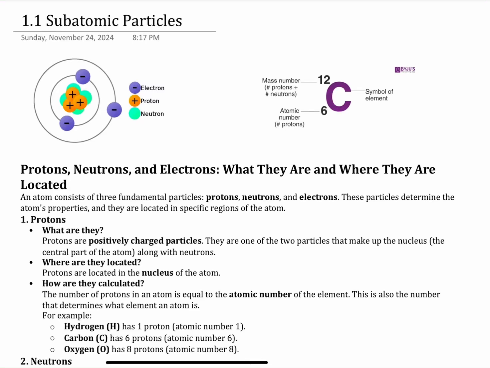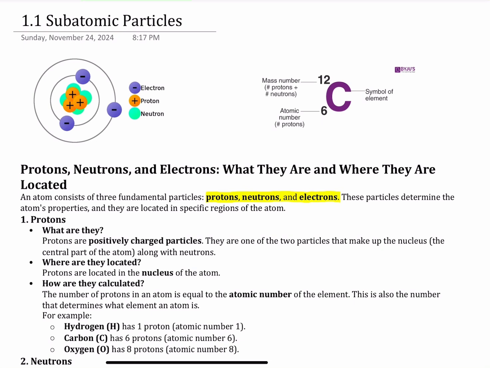Subatomic particles are the building blocks of an atom. There are three main subatomic particles. These are protons, neutrons, and electrons. I'll go ahead and discuss each of them. So, the first one is protons.